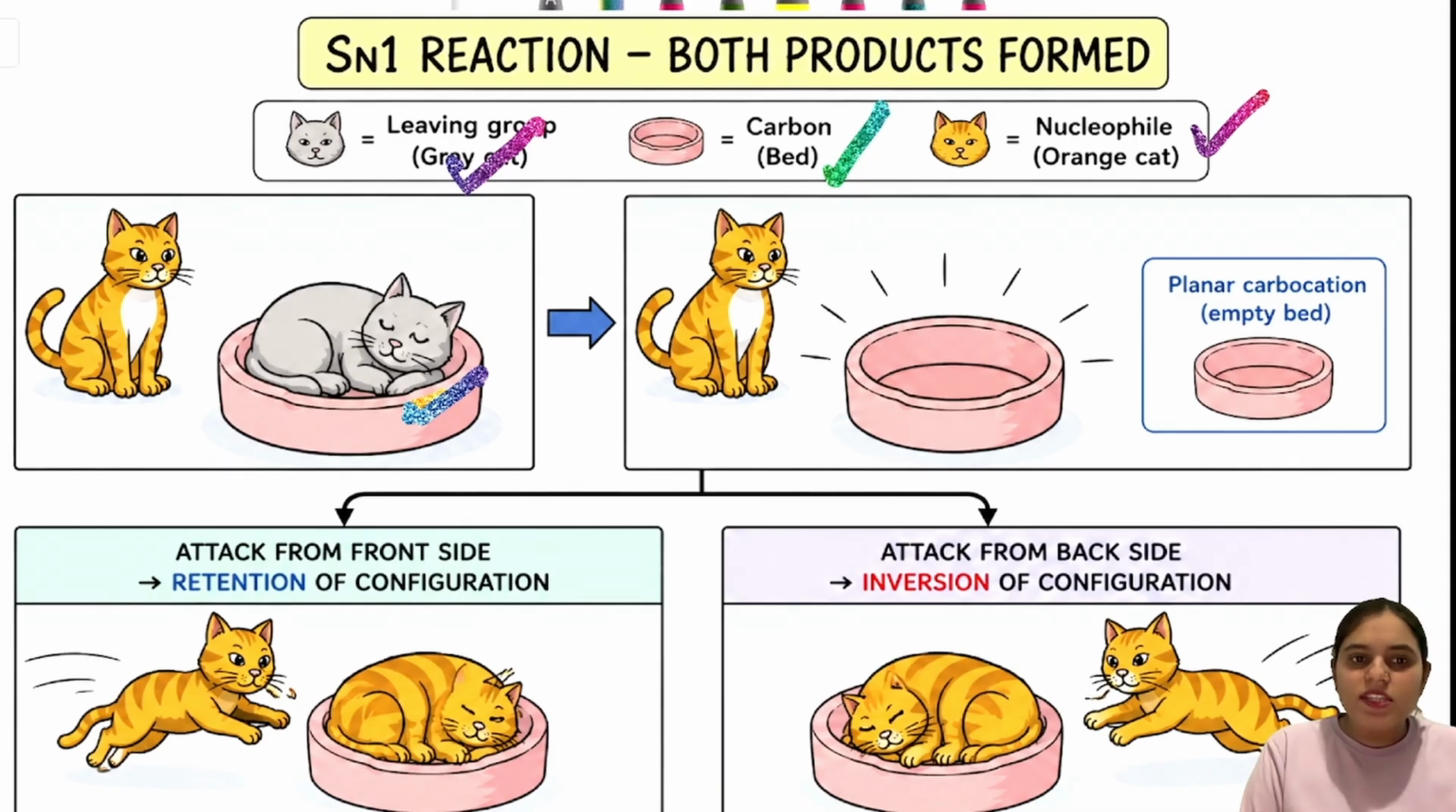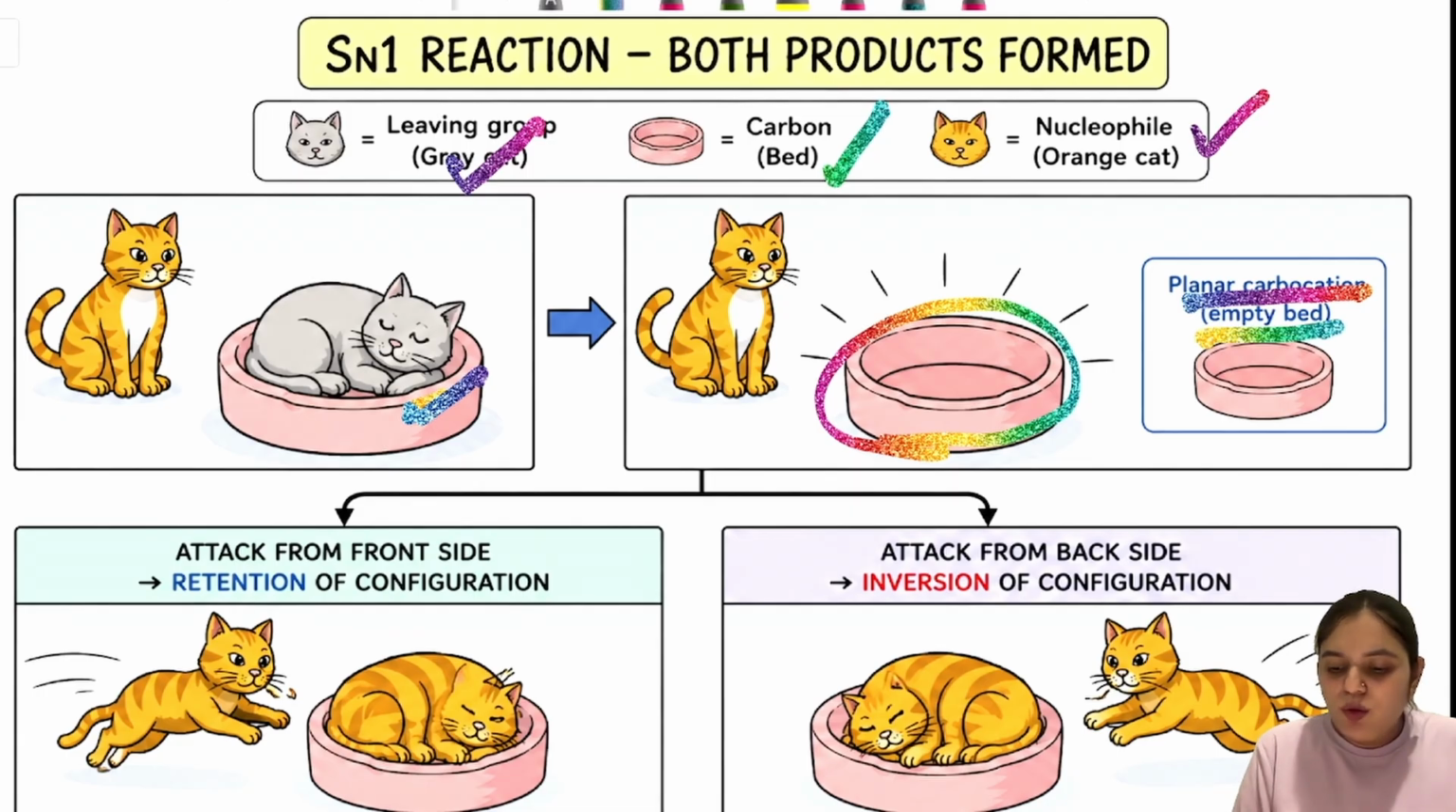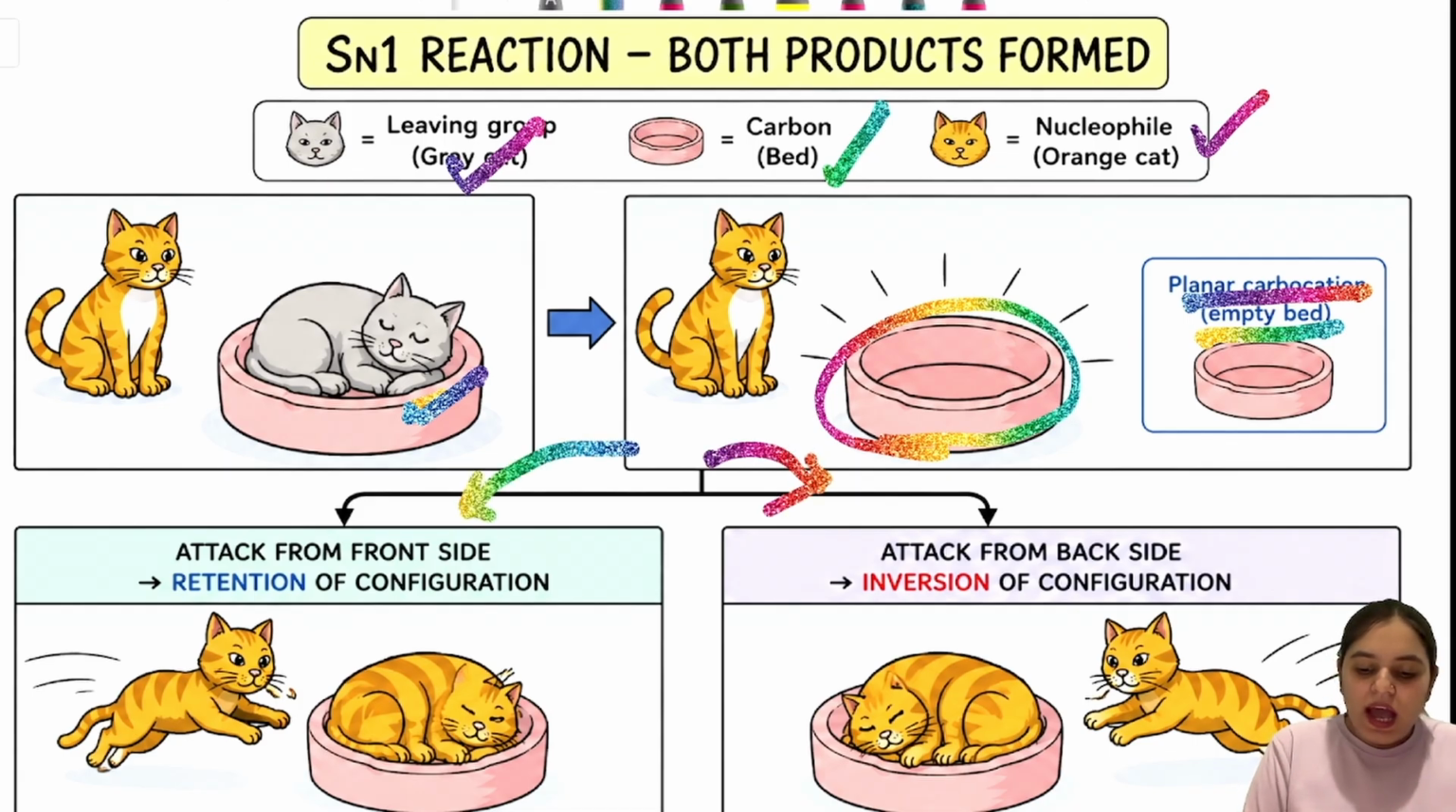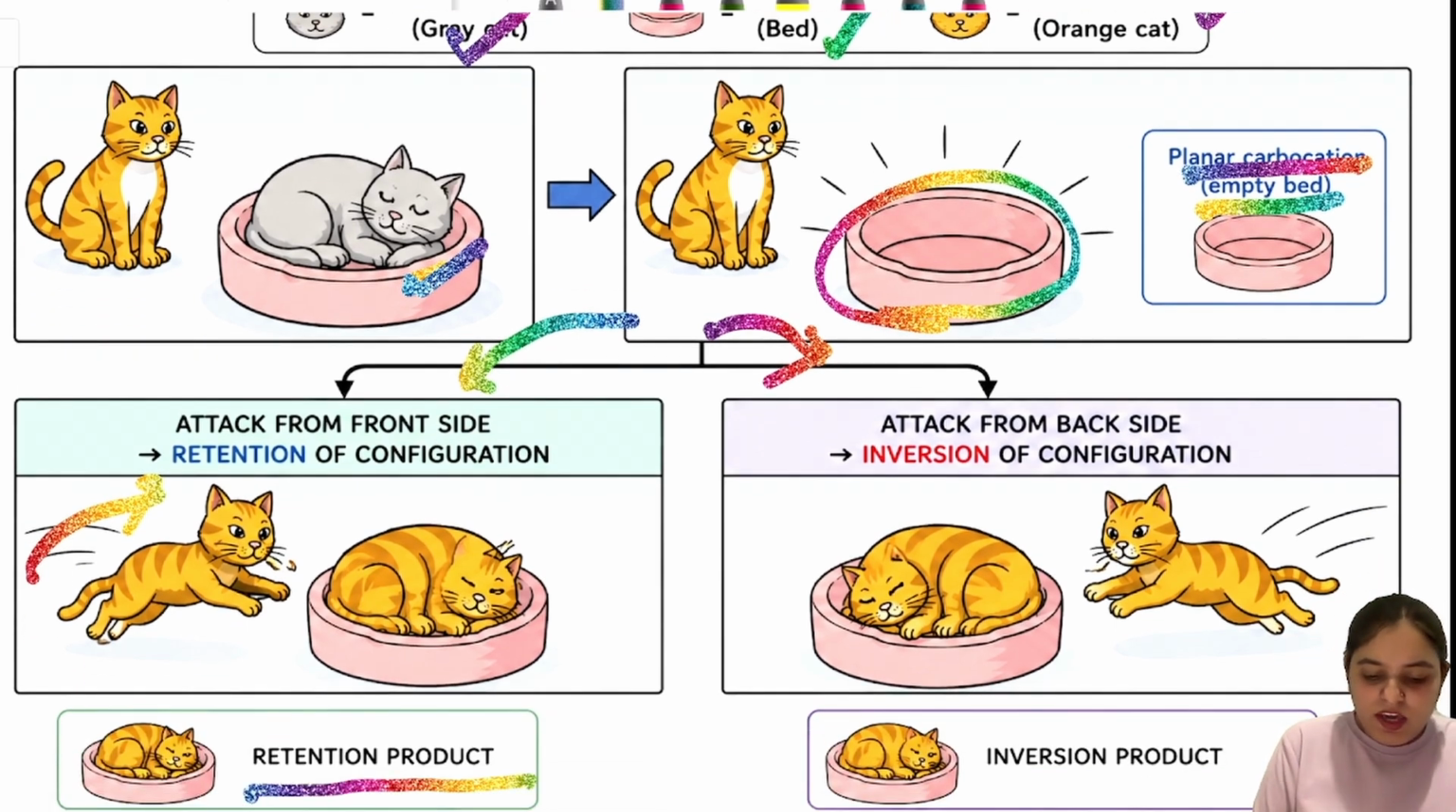In the first step of the SN1 reaction, the leaving group leaves, creating an empty bed. This empty bed represents the planar carbocation. Because the carbocation is planar, the nucleophile can approach from either side. If the nucleophile attacks from the front side, the original arrangement is maintained. This is called retention of configuration. So this is the retention product.